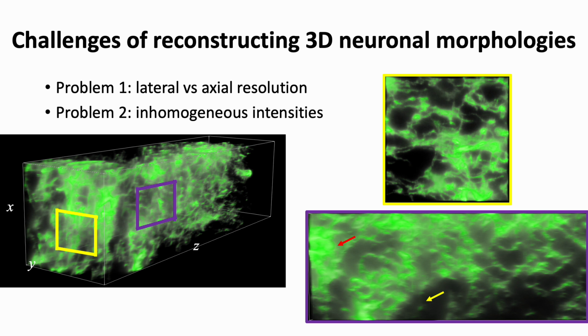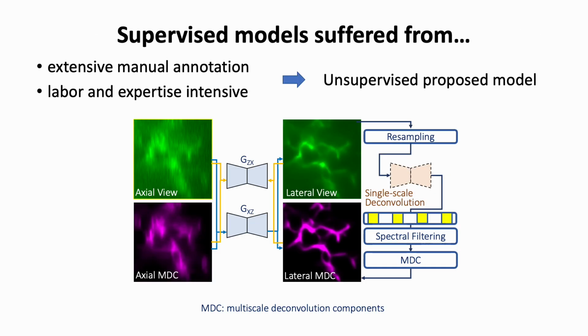Firstly, the axial view, as shown in the purple window, has lower resolution than the lateral view, as shown in the yellow window, due to the point spread function. Secondly, inhomogeneous fluorescence labeling and distribution of neurons, marked by the arrows, lead to visual ambiguity between neural morphologies and the background. To overcome these challenges, supervised deep learning techniques have widely been utilized.